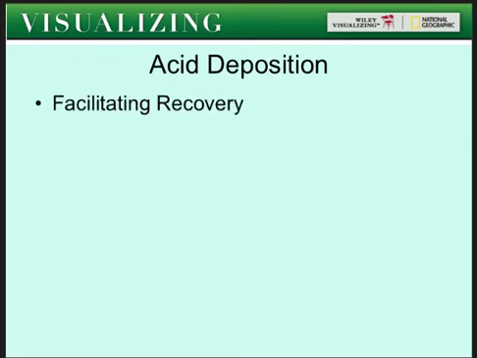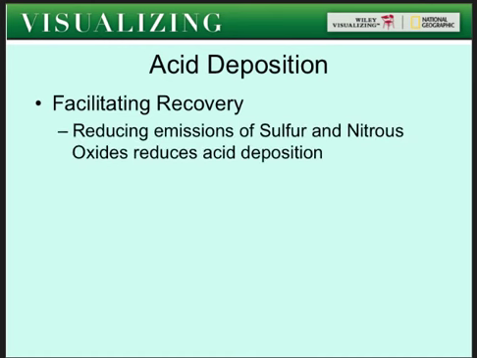So how do we facilitate recovery from this phenomenon? Well, we can reduce emissions of sulfur and nitrous oxide and reduce their deposition. We can install scrubbers in the smokestacks of coal-fired plants and use clean coal technology when burning it. And we can switch from high-sulfur to low-sulfur coal and reduce the use of gasoline and diesel engines.